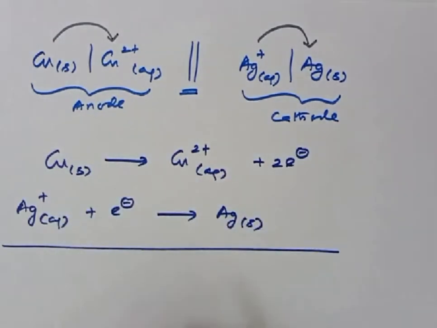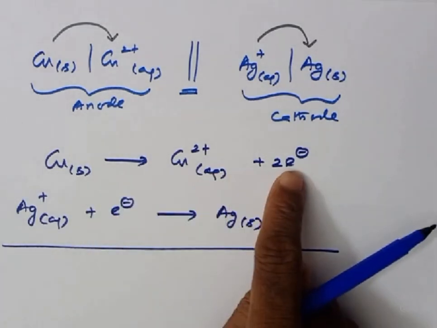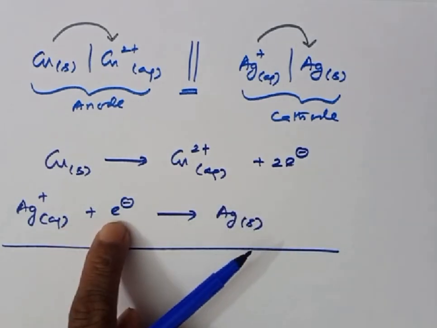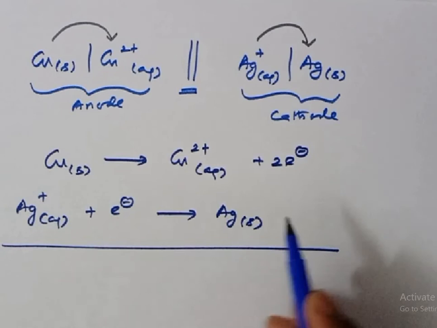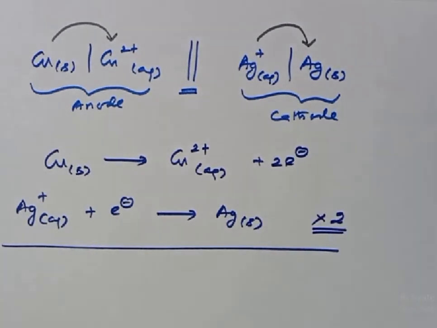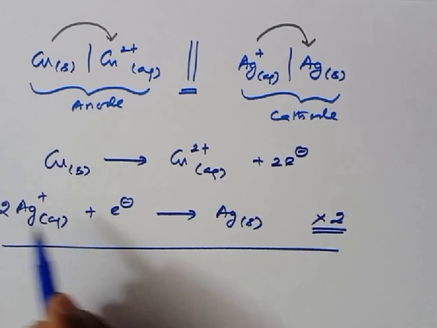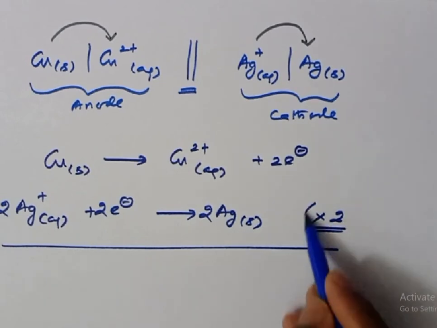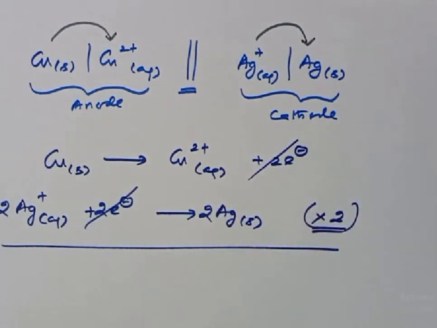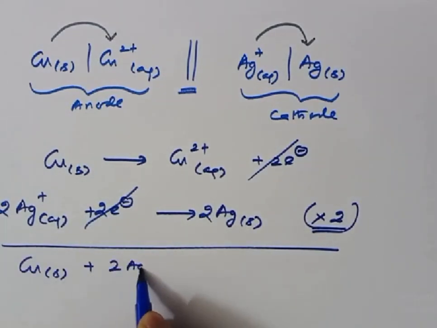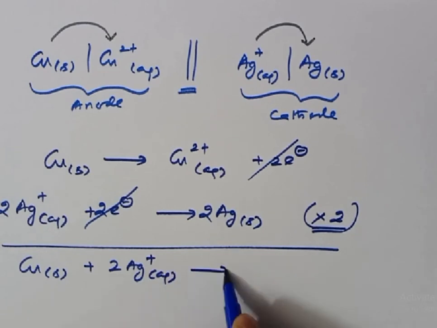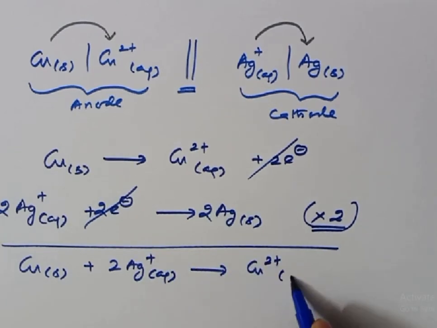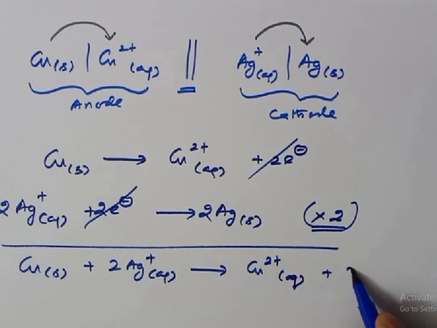But while writing the cell reaction, students, observe carefully, the number of electrons should be the same. On the anode side, we have 2 electrons released, whereas in the cathode reaction, we have 1 electron consumed. Therefore, I am going to multiply this reaction throughout by 2. So if I multiply by 2, I will get 2 here, 2 here, and 2 here. Now the number of electrons is the same. Okay, so you have to cancel this and this. Now just add the left hand side and right hand side quantities and write as such. So copper solid plus 2 Ag plus aqueous giving copper 2 plus aqueous plus 2 Ag solid.